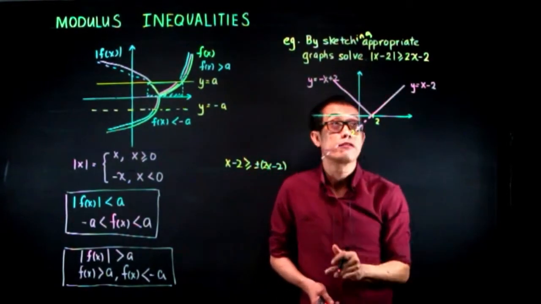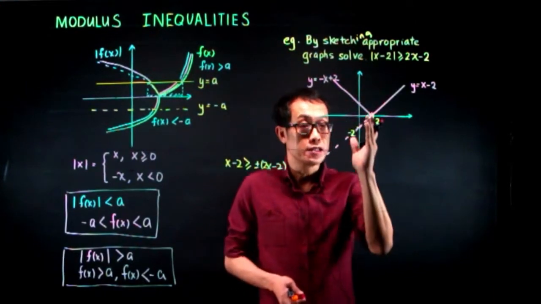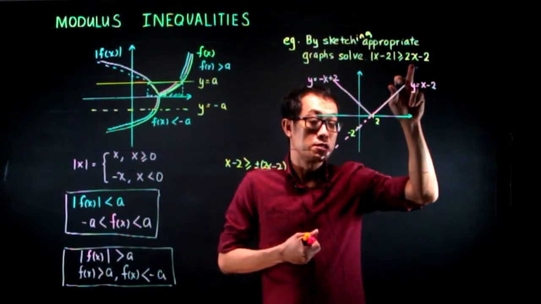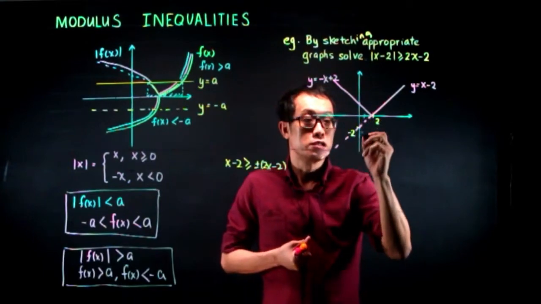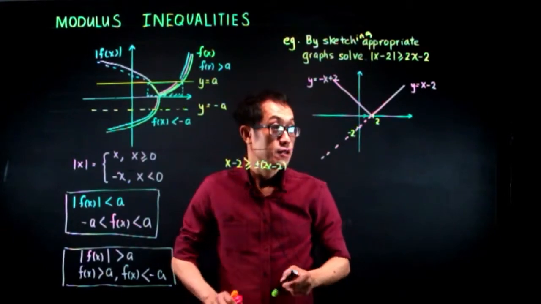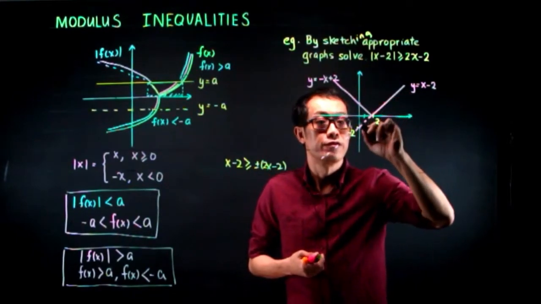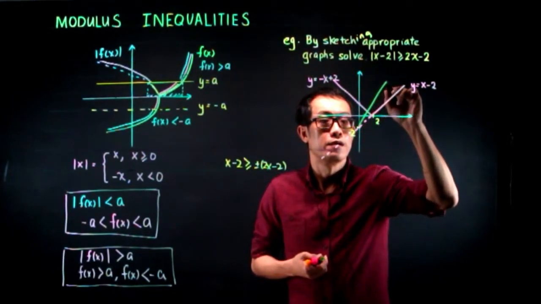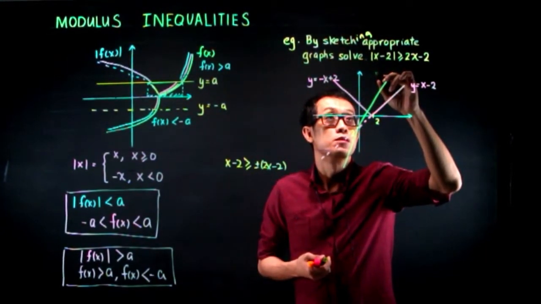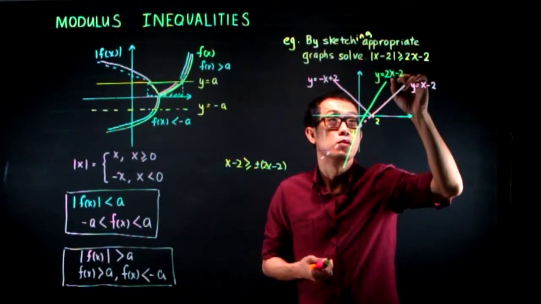Now you draw this graph. This graph also has a y-intercept of minus 2, but now the gradient here is steeper. The gradient is 2, so it should cut the x-axis at 1. So maybe I use blue or green. So this is your graph. This graph is y equals 2x minus 2.